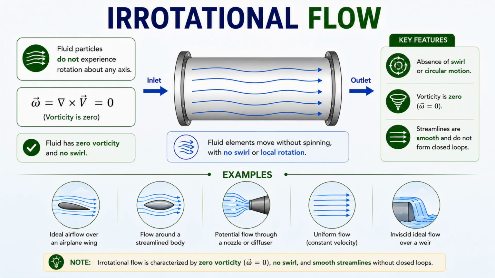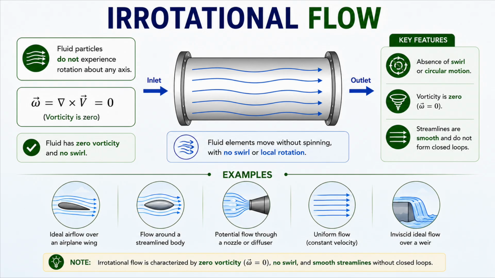Irrotational flow occurs when fluid particles move without rotating about their own axis. Observe the flow inside the pipe. The fluid elements move smoothly without spinning or swirling motion. In this type of flow, the vorticity is zero, meaning the fluid has no local angular rotation. The streamlines remain smooth and do not form circular loops or vortices.